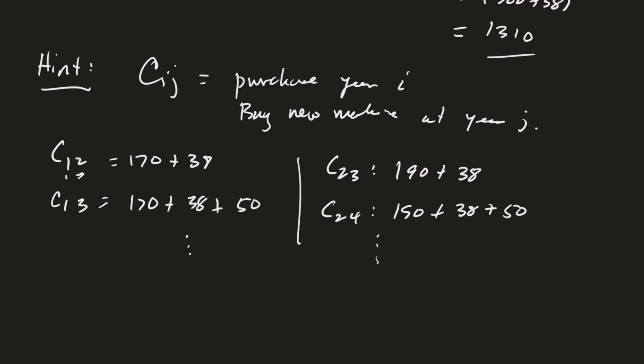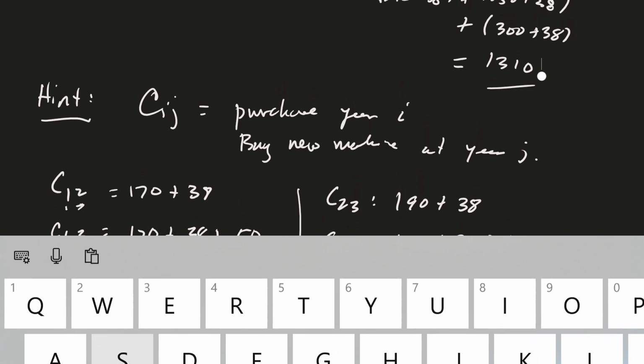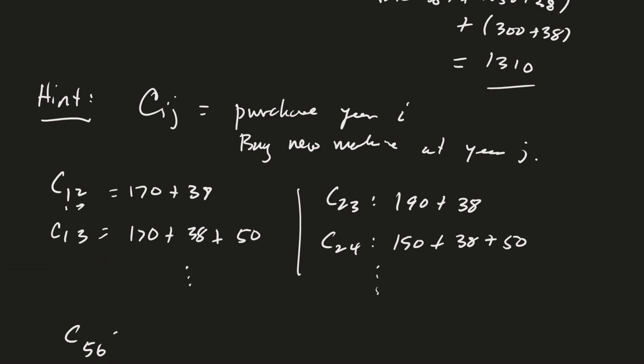So what's our last variable going to be? I believe it's going to be C56, right? That would be our last purchase. What's our last value there? 300 plus 38.